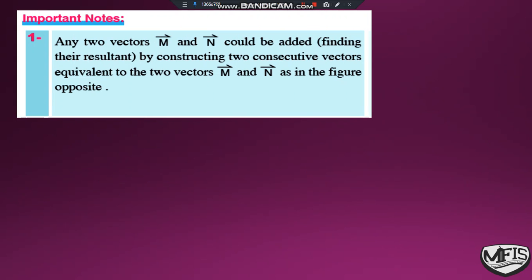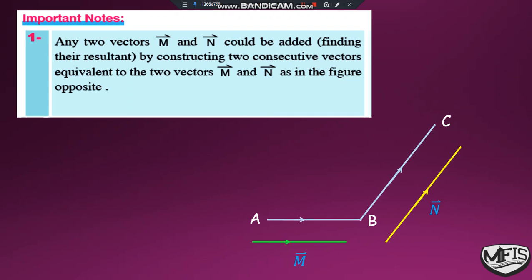Any two vectors M and N could be added, finding their resultant, by constructing two consecutive vectors equivalent to the two vectors M and N. So if we want to add M plus N, we can make a vector equivalent to M, represented by the AB directed line segment, and a vector equivalent to N, represented by the directed line segment BC. So the resultant of AB plus BC equals AC, which is represented by M vector plus N vector.